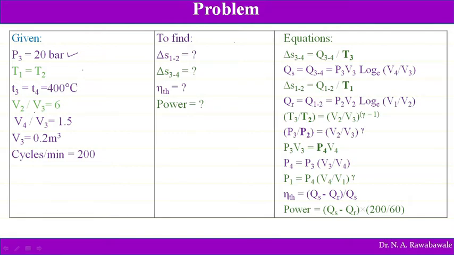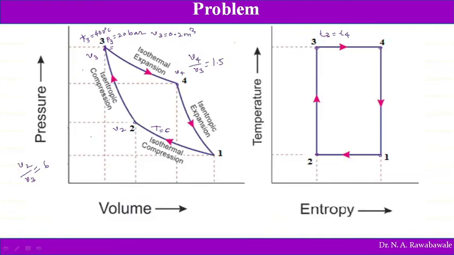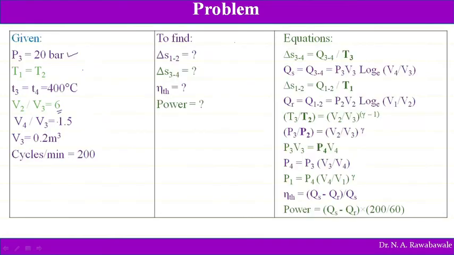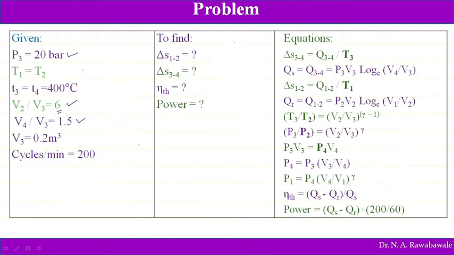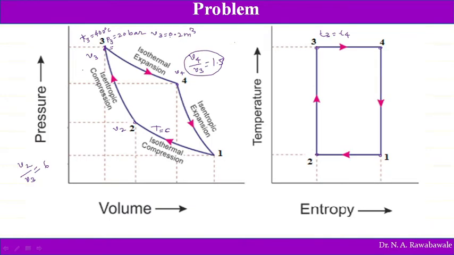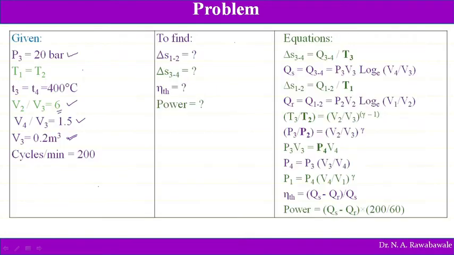Now V2 divided by V3 is the compression ratio, which is given in the problem as 6, so we have written it here. The isothermal expansion ratio V4 divided by V3 is also given in the problem, so we have written that here. Then the volume at the beginning of isothermal expansion is given as 0.2 meter cube, and the number of cycles per minute is given as 200.